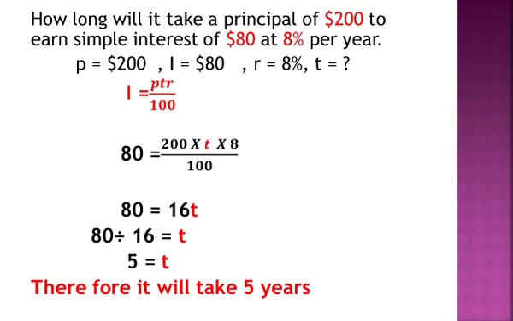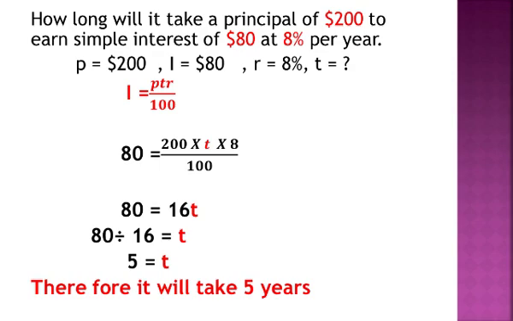The next question, how long will it take a principal of $200 to earn simple interest of $80 at 8% per year? From the question we can write the principal P equal to $200 and simple interest I equal to $80 at 8% per year. That means R equal to 8%. T is missing. We want to find out T.